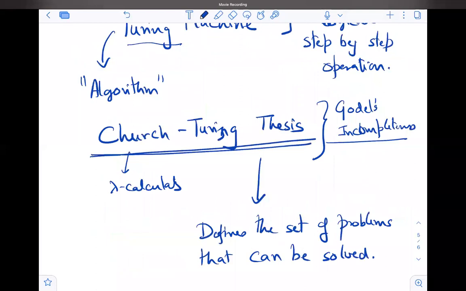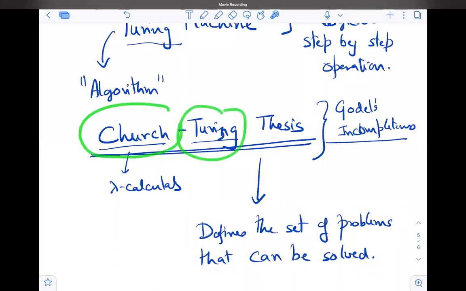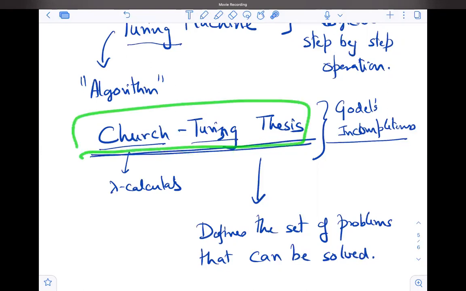Now, this is not a theorem, it is a thesis. The theorem part is that Church's part and Turing's part are the same. But the fact that the set of all problems that can be solved and the set of all problems solved by a Turing machine or Church's calculus are the same is not a proven thing, because this is the model. This is a fact. You cannot prove this. And this too has been challenged at various points in time.